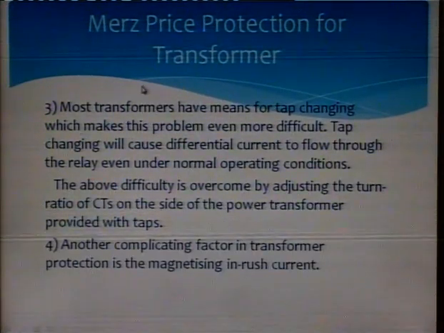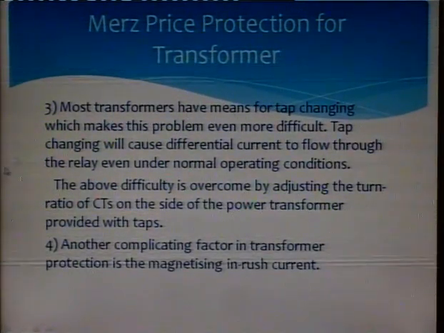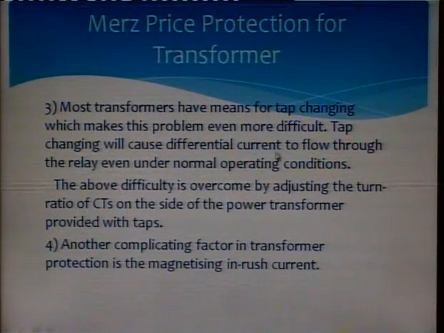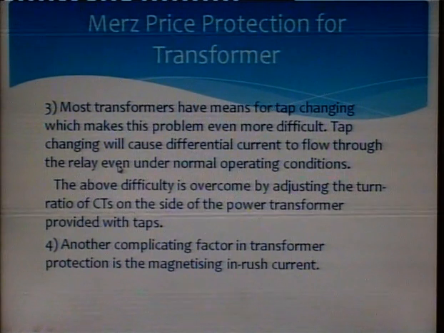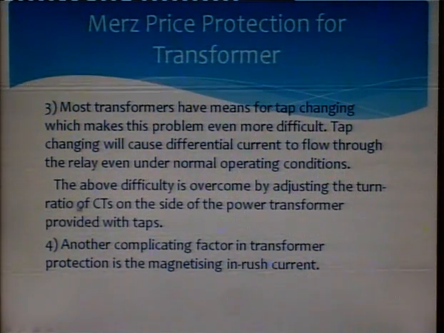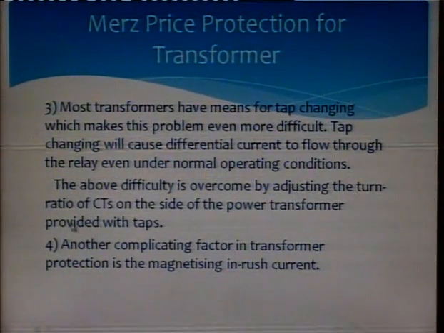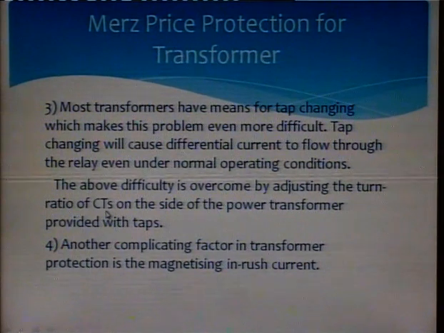Now, most transformers have means for tap changing, which makes this problem even more difficult. Tap changing will cause differential current to flow through the relay even under normal operating conditions. This difficulty can be overcome by adjusting the turn ratio of the CTs on the side of the power transformer which is provided with the taps.